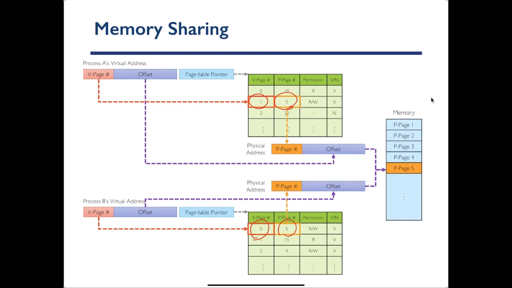So I can map the corresponding virtual page in process 2 or process B to the same physical page. And this allows process A and process B to share the same memory region by just having two different translations for the same physical page. So sharing is definitely possible with this page table address translation.